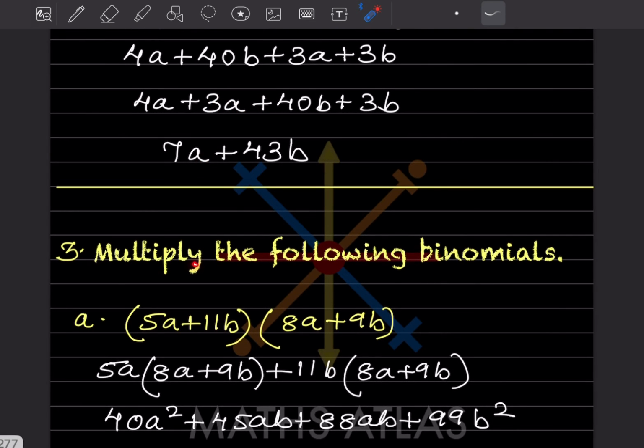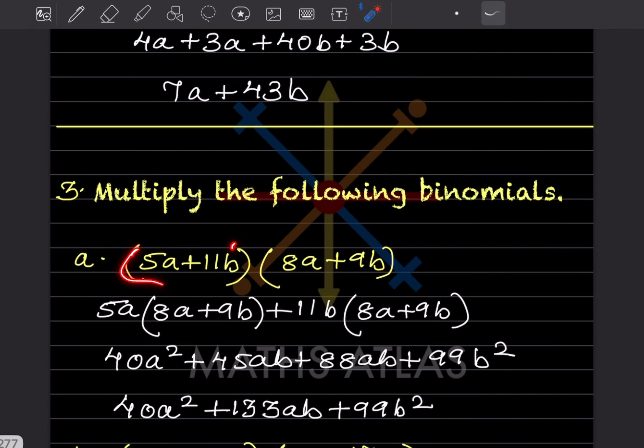Now here this says multiply the following binomials. So binomial means there are two terms here. So we can see here, these are the binomials. So this is one bracket and this is the other bracket. So there is a multiplication sign here, but which is not seen. So what will you do here? In this case, there are two ways directly. We can also do this way.